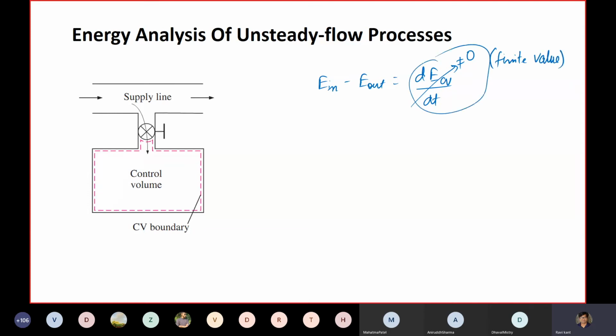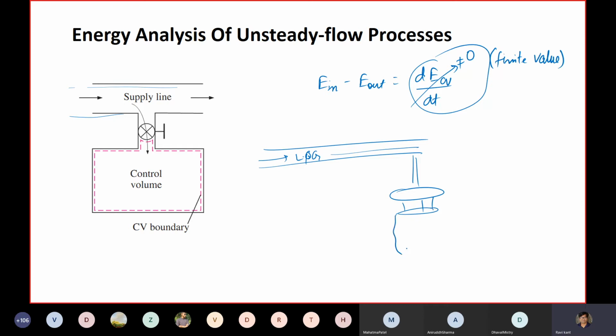Okay. So what do you mean by a finite value of control volume that is changing? You can think of some example. Let's suppose you have a supply line of LPG gas that is flowing in your kitchens, and you want to fill your cylinders. This is your gas cylinder, and there are several cylinders in other homes, or maybe in industry.